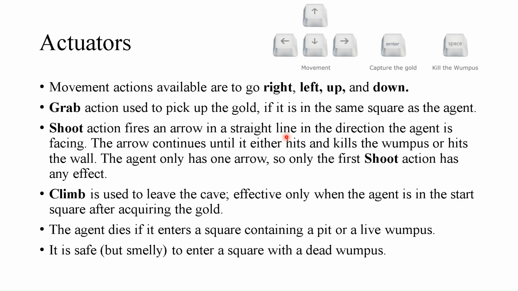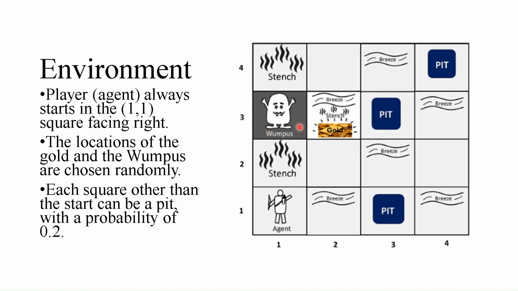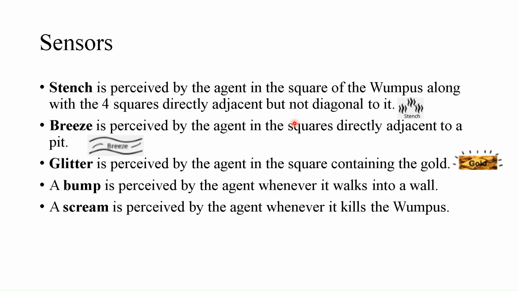Note that if you kill the Wumpus, it's going to show that it's smelly. The stench, we'll get to that in a moment. And you can go into that square after killing the Wumpus. And if you did kill it, you get 10 points. Good for you. Next, we've got the sensors.